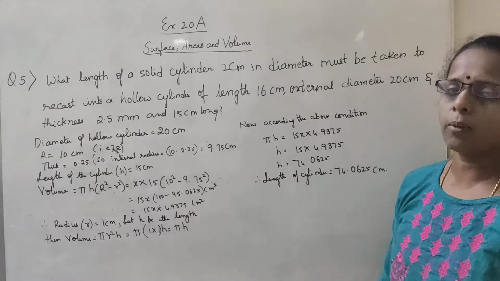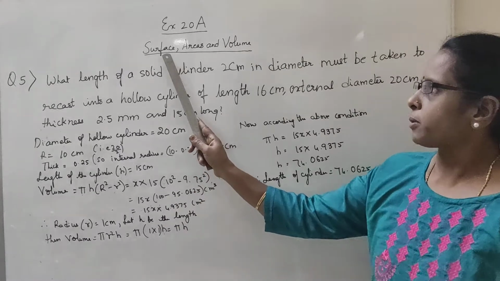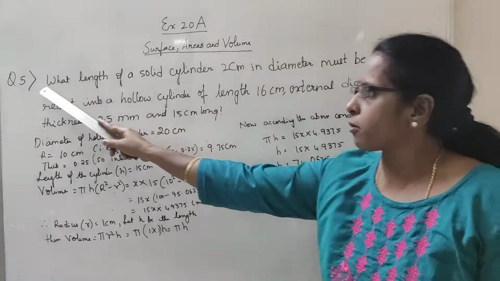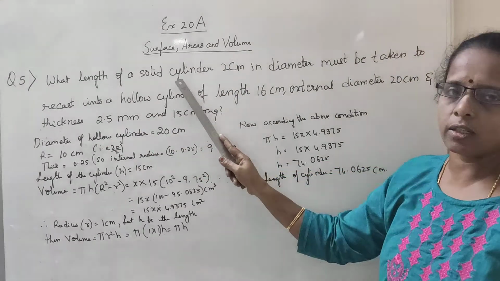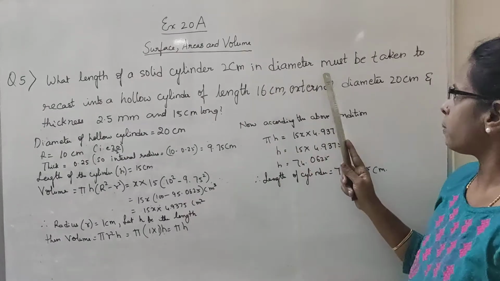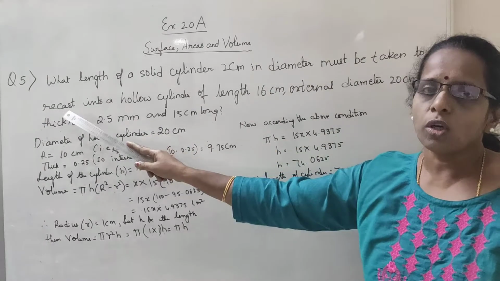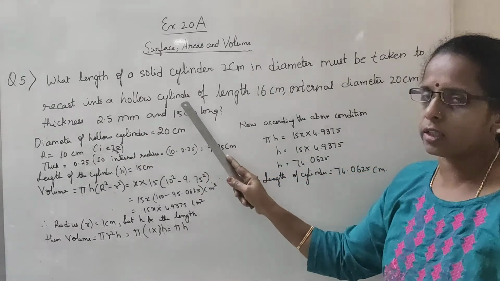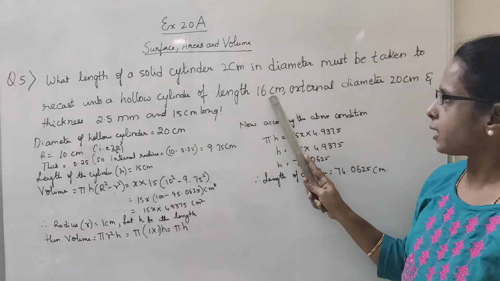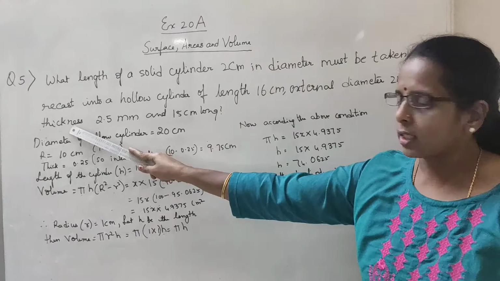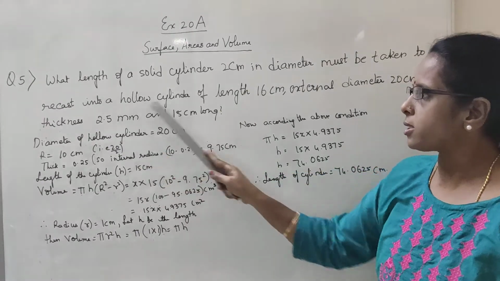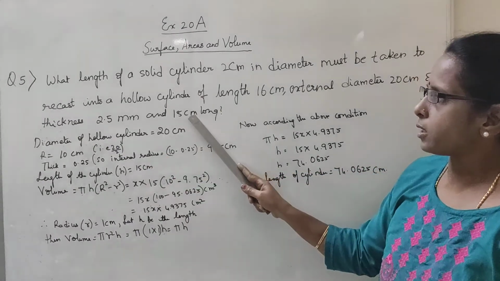My dear students, today I am going to explain the chapter Surface Area and Volume, question number 5, exercise 20A. What length of the solid cylinder, 2 centimeters in diameter, must be taken to recast into a hollow cylinder of length 16 centimeters, external diameter 20 centimeters, and thickness 2.5 millimeters, and the length should be 15 centimeters.